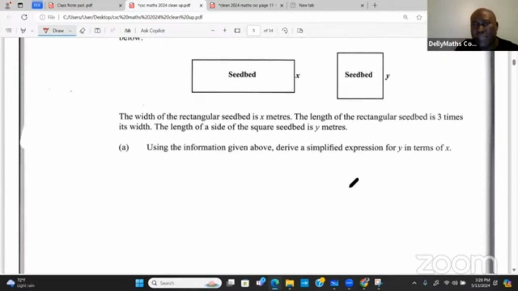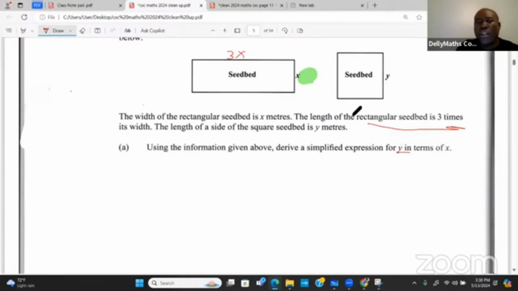So we're going to get some specific details now relating to the question. The width of the rectangular seabed is x, as we're seeing right here. And then it says the length is 3 times the width, so I'm going to represent this as 3x. Also, we're told that the length of a side of the square is y. Using the information given, derive a simplified expression for y.